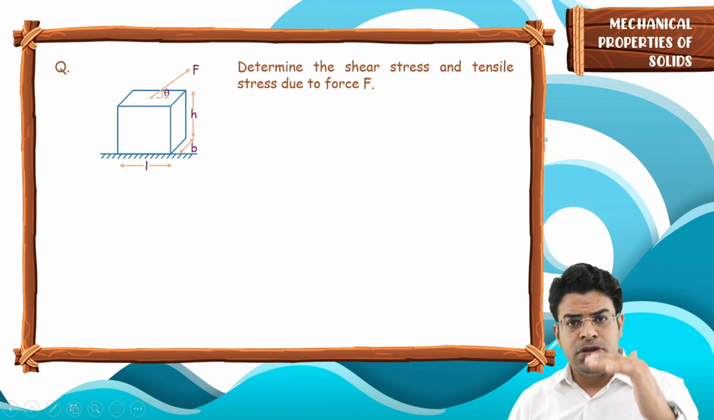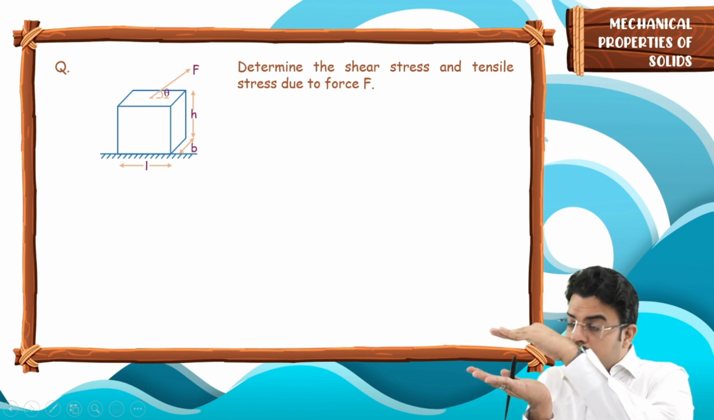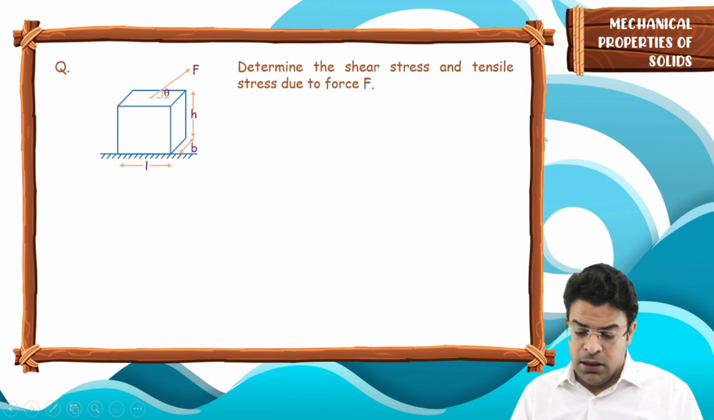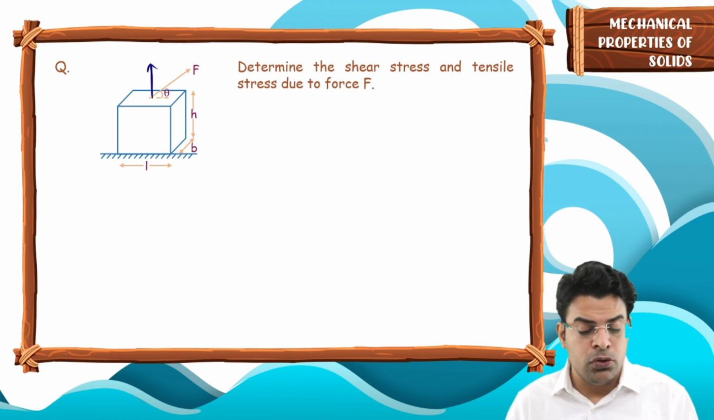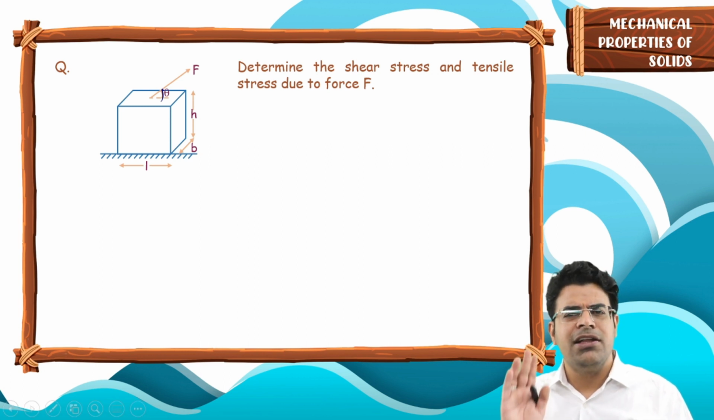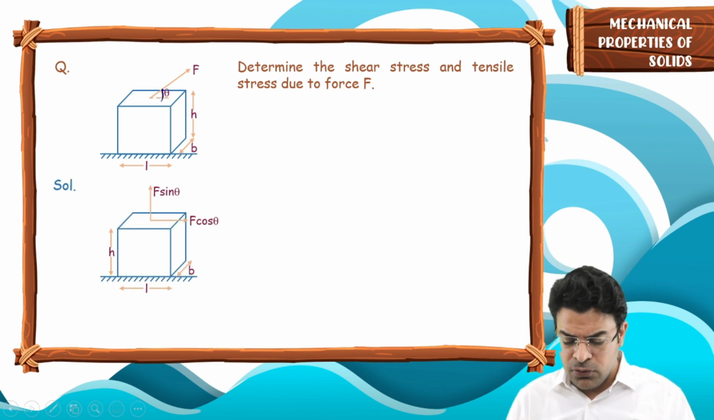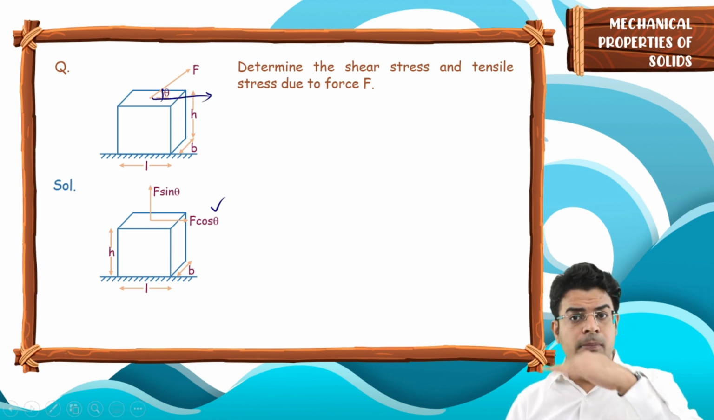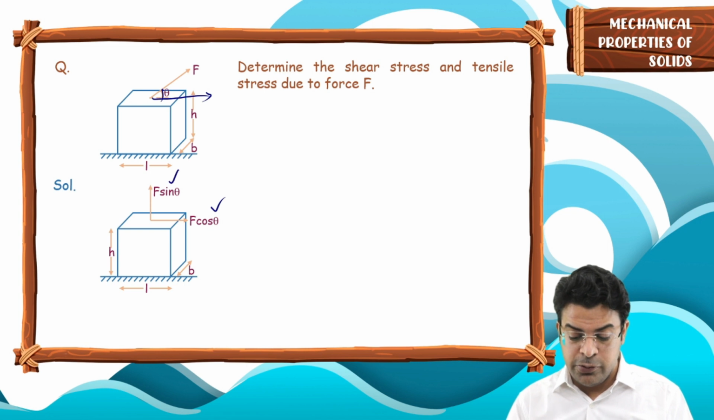To produce shear stress, the force should act parallel to the surface. To produce the longitudinal stress, the force should act perpendicular to the surface, but here the force acts at some angle theta. So what to do? So take the component of force. You can break down this force into component along the surface, F cos theta, and component perpendicular to the surface, which will be F sin theta.